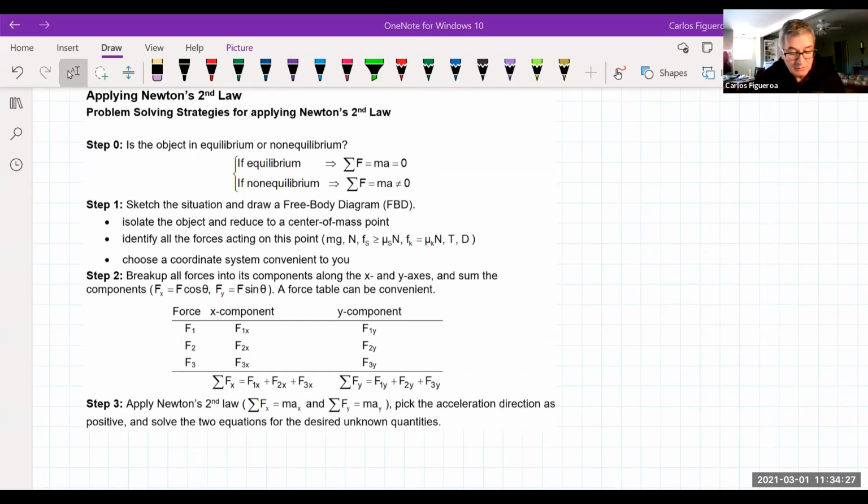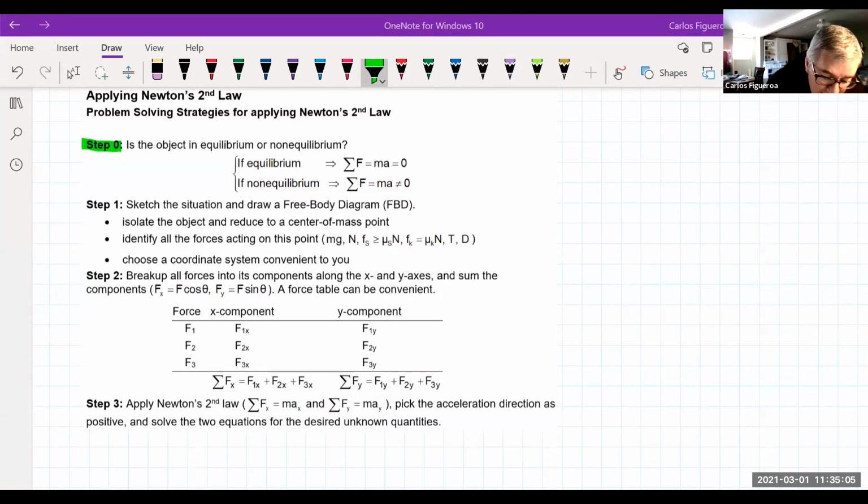So the problem solving strategies, the first step that we always want to pay attention to is to find out what the motion of this object is. By knowing the motion of that object, we know whether to have the net force equal to 0 or not equal to 0. And sometimes it's really hard to tell that. It really, really is. So we want to be really careful about that here. So that's step 1.